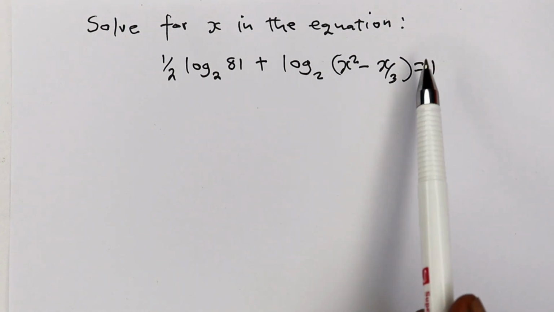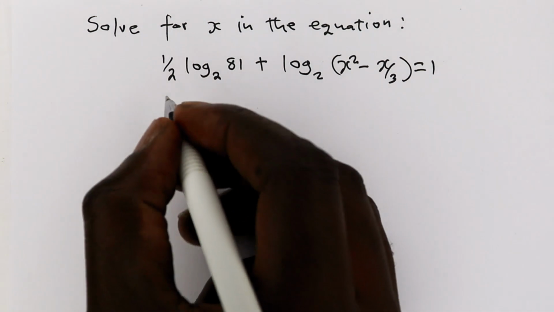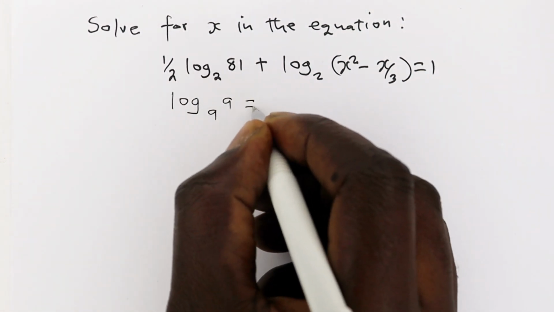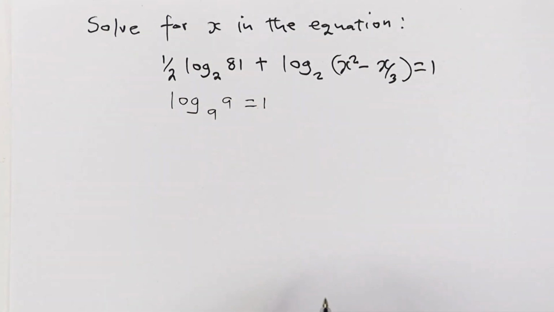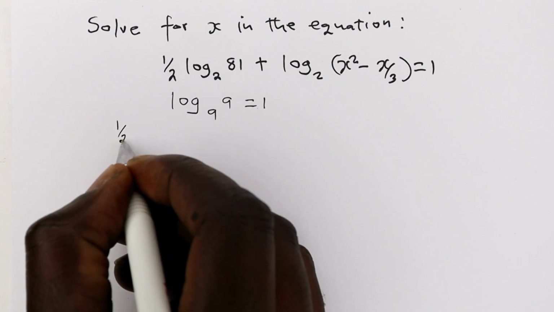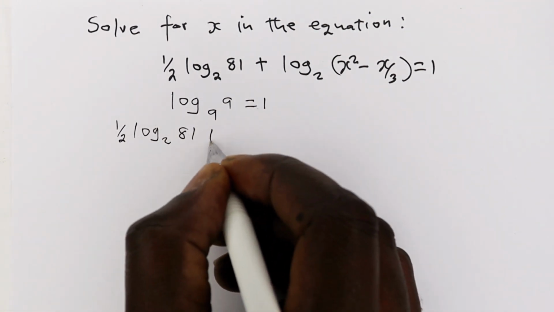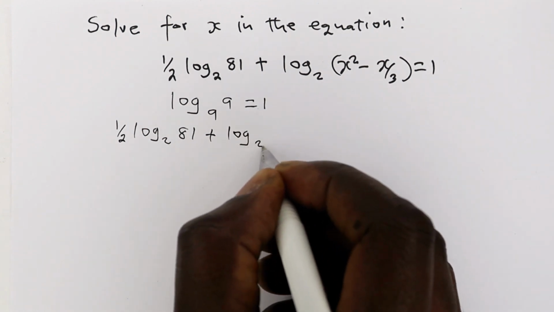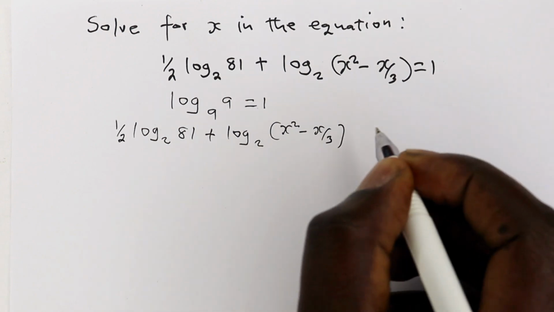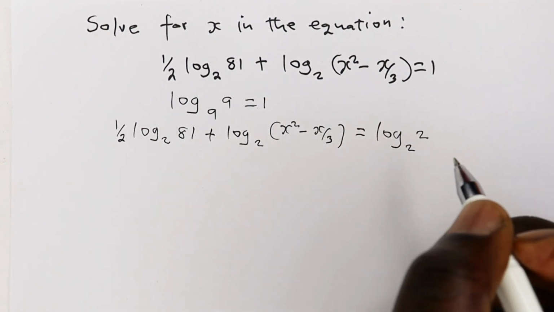So we are going to write the 1 on the right hand side as a log, and we're going to use the fact that if the base and the number are the same, then that log is the same as 1. So let us rewrite this with that in mind. We're going to have half log to base 2 of 81 plus log to base 2 of (x squared minus x over 3) is equal to log to base 2 of 2.